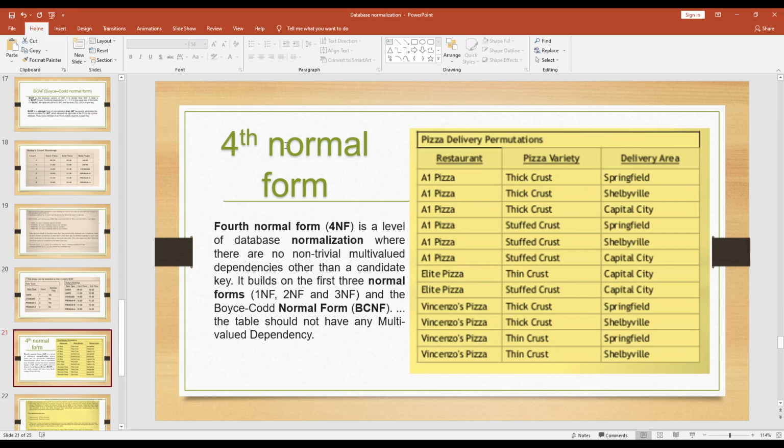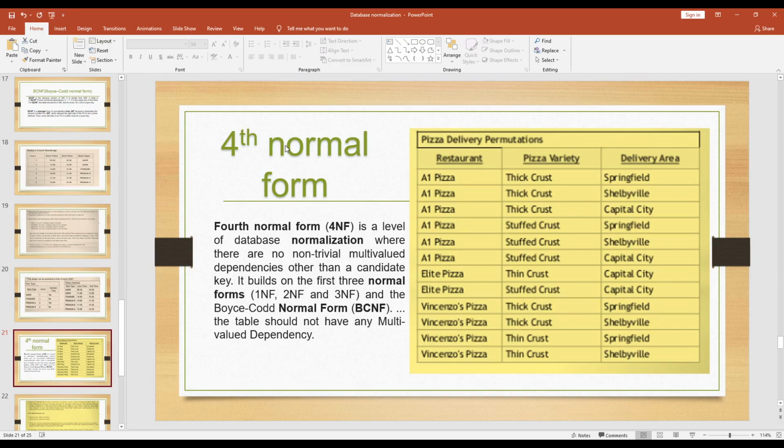So here's an example of the table. It's a delivery permutations restaurant table. The first, second, third, fourth, fifth, and sixth rows have A1 Pizza. Seventh and eighth rows have Elite Pizza. Ninth, tenth, eleventh, and twelfth rows have Vincenzo's Pizza.